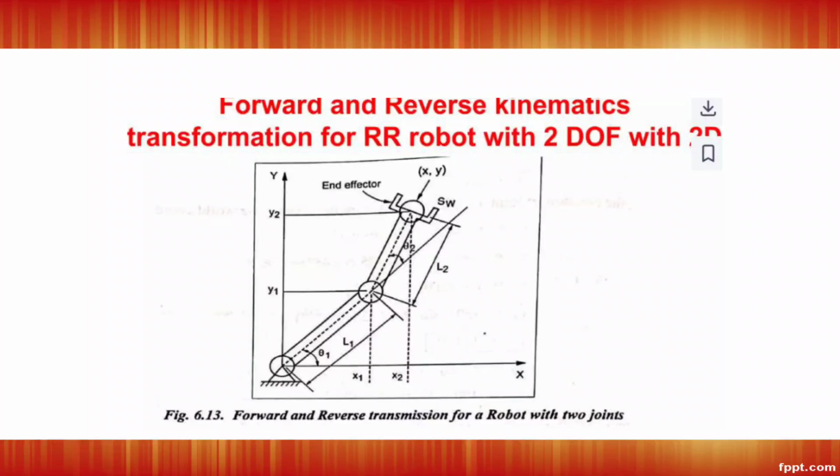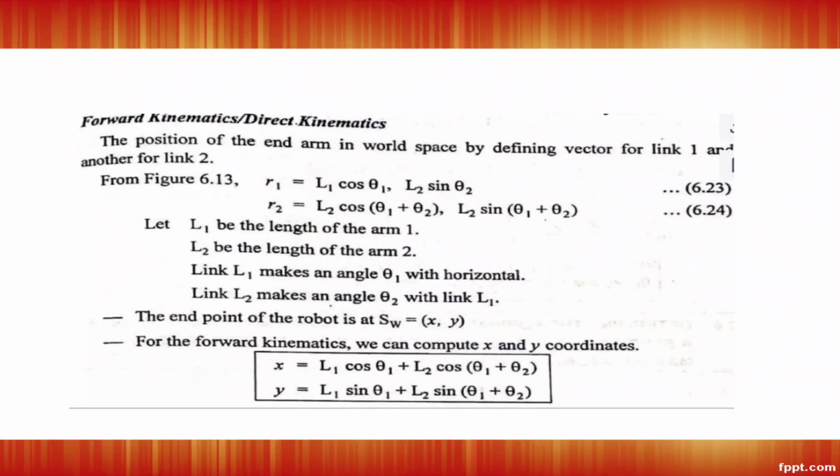So x2 is the adjacent side. So what function do we take? The cos function. So cos of theta 1 plus theta 2 equals x2 by L2. So the value of x2 equals L2 cos of theta 1 plus theta 2. Next, y2 is the opposite side. So what do we take? The sine function. Sine of theta 1 plus theta 2 equals y2 by L2. Then y2 equals L2 sine of theta 1 plus theta 2.